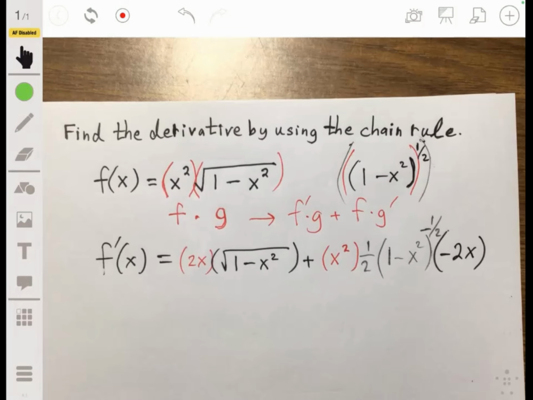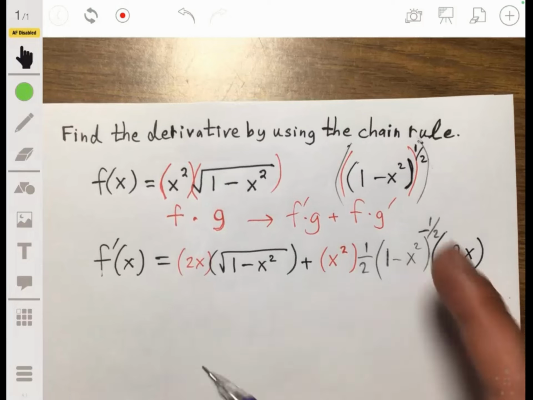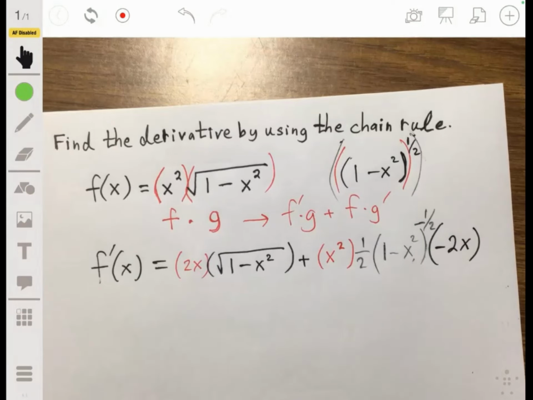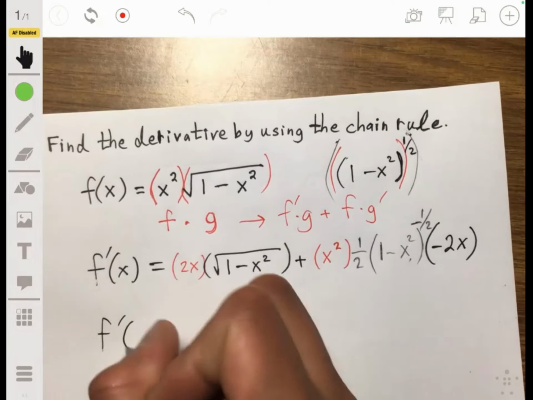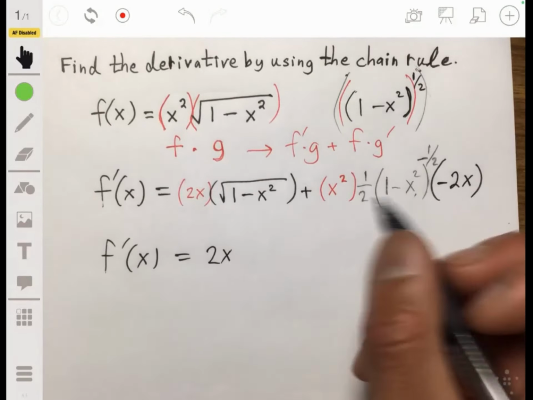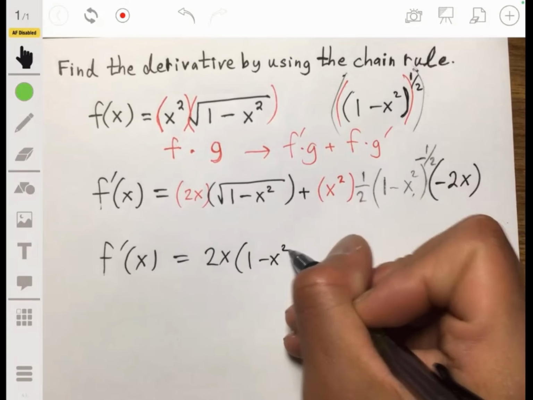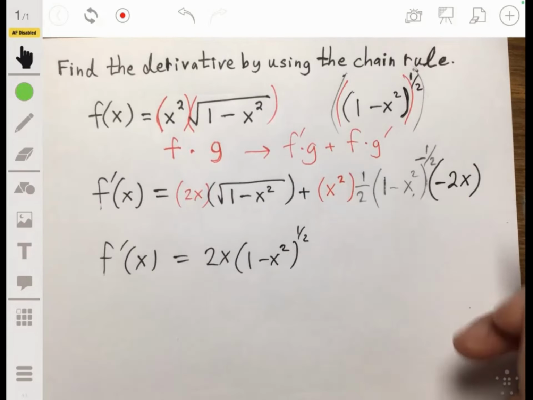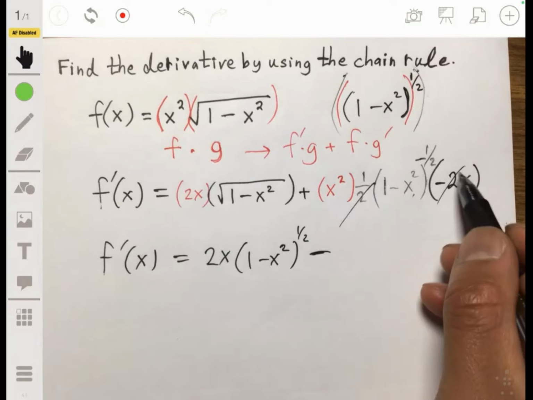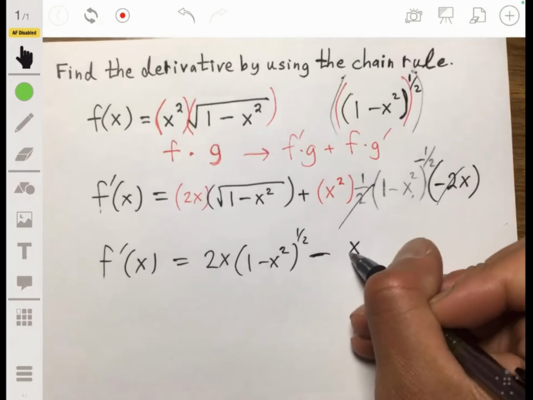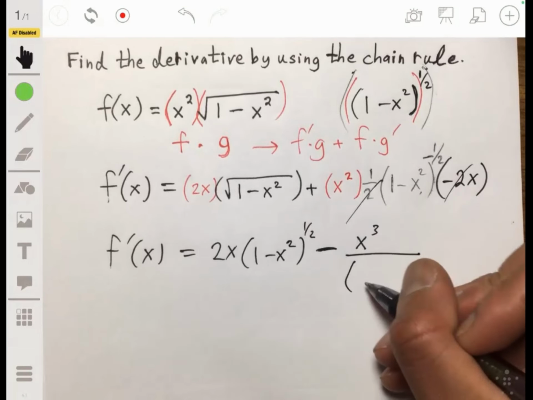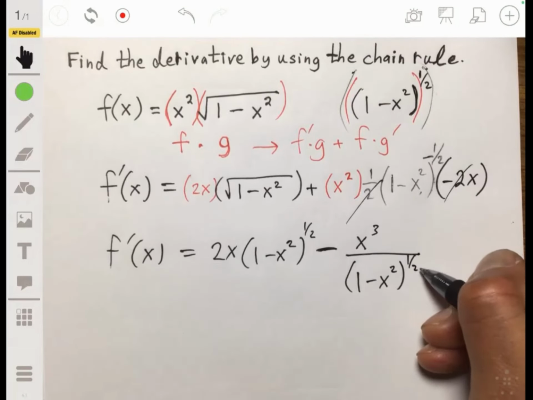And that's really it. Now we just have to clean this up and make it look a little neater. This is going to be in the denominator. You can see these 2x's will kind of work out. Let's first write this like this: 2x times 1 minus x squared to the 1/2 power. This 2 and this 2 cancel, and then we have a minus on top. So minus x times x squared, minus x cubed, all over 1 minus x squared to the 1/2 in the denominator.